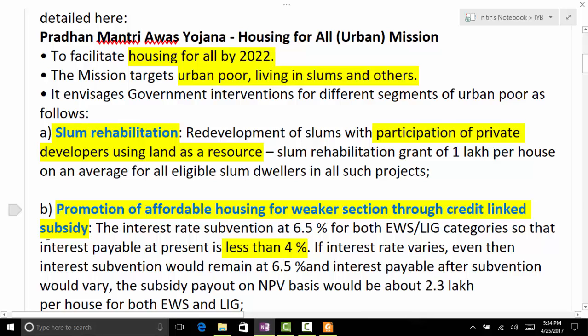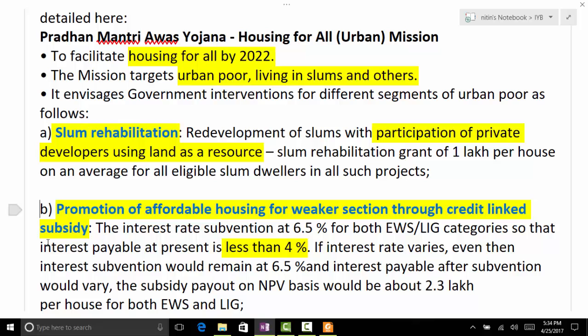How could this be used? Land as a resource. Yes, even the private sector can gain a lot, isn't it? In cities, land has huge value attached to it. So land could be used as a resource by the private sector as well, and even the private sector can gain from that. So the first point is you rehabilitate the slums by using the private sector and using land as a resource.